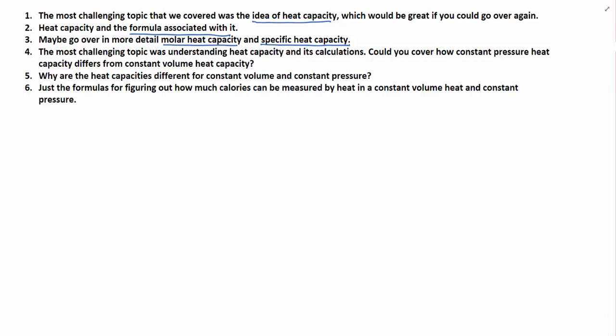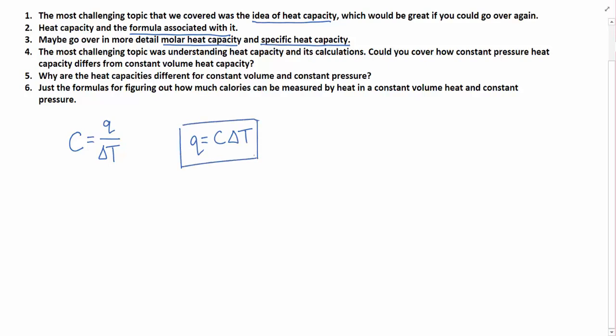So first, heat capacity, which is given by the letter C. For however much heat we put in, and heat is given by Q, how much of a temperature change do we observe? So delta T for the temperature change. If we rearrange this formula, we get Q equals C, the heat capacity, times the change in temperature. And this is the basic formula that we saw in class.